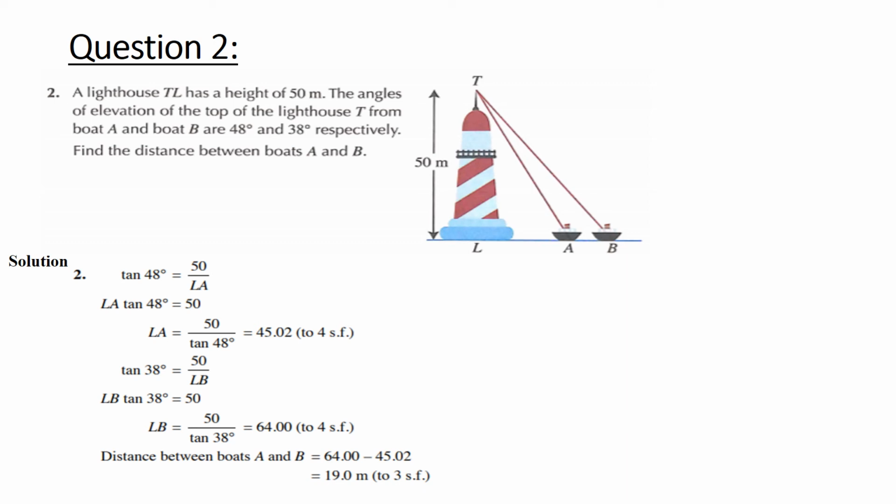Now applying simple trigonometric ratio on it, we know that tangent 48 will be 50 over AL. And from this equation, we will get the value of AL, that is 45.02. Again, applying the trigonometric ratio, tangent 38 will be equal to 50 over BL. And from here we will get the value of BL, that will be 64.0. Now the distance between boats A and B will be 64 minus 45, that is 19 meter.